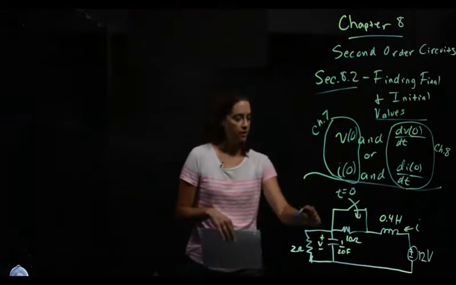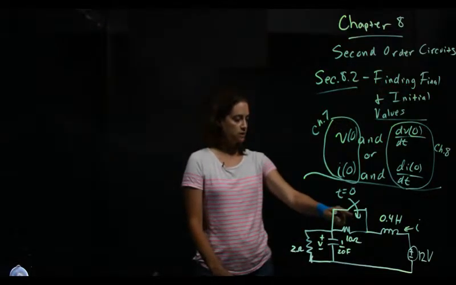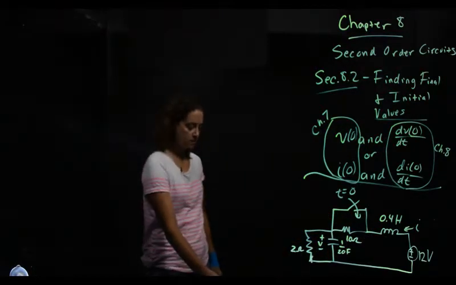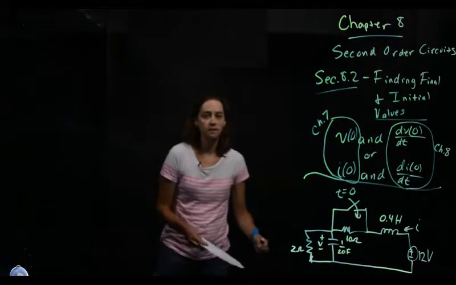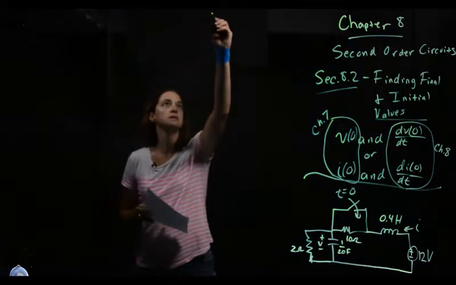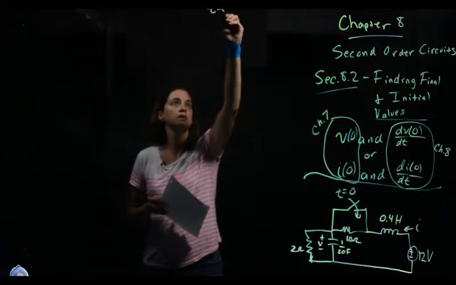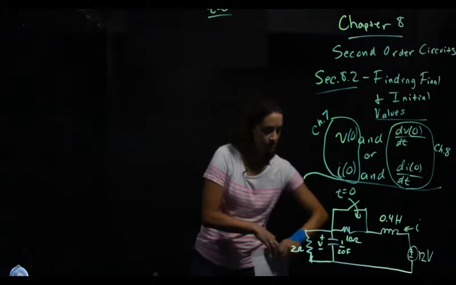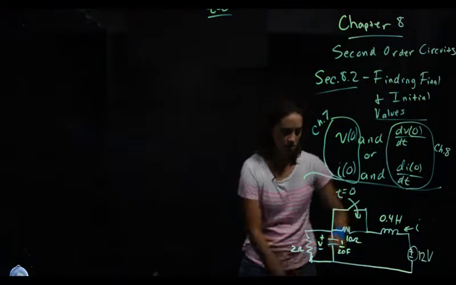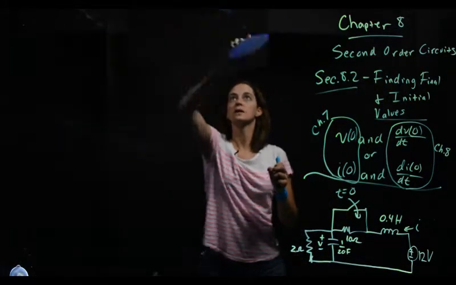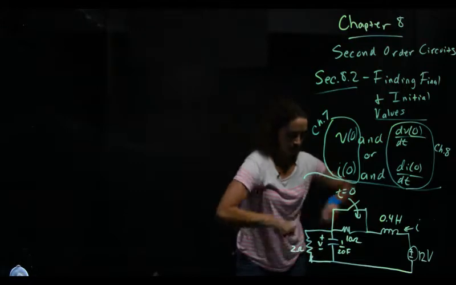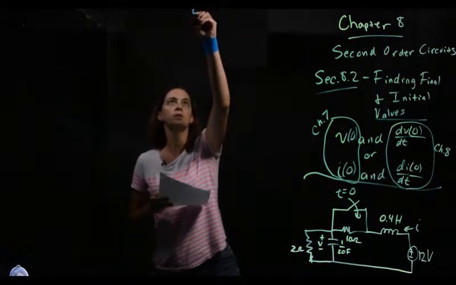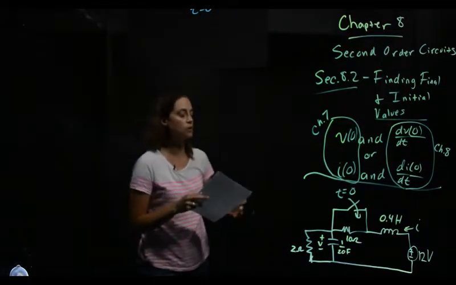So I've drawn a circuit here that we're going to take a look at. Switch closes at time t equals 0. We have a capacitor and an inductor in this circuit. So let's look at the moment right before time 0, so at t equals 0 minus. I'm going to draw that in a different color to make it easier to see. Right before time 0, that's what 0 minus means.